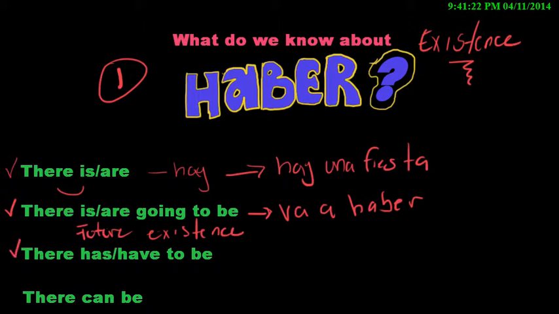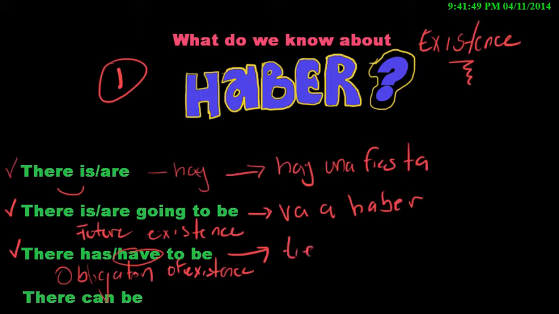We also combine sometimes the verb to have, in Spanish is tener, with haber to indicate the obligation of existence. For example, there has to be a party. Tiene que haber una fiesta.